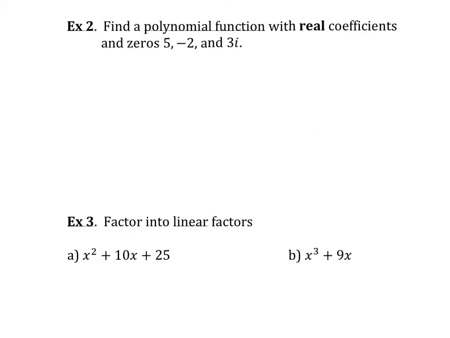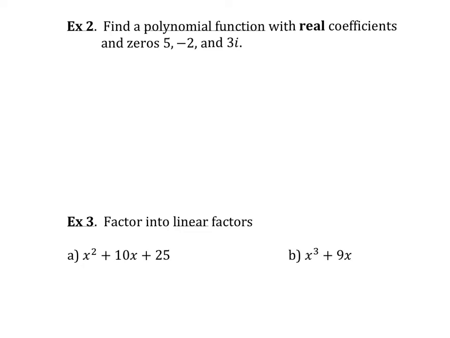Okay, example 2 says find a polynomial function with real coefficients and zeros 5, negative 2, and 3i. It specifically says real coefficients, because if you write out these zeros using the 3i, when you distribute this out, you're going to end up with an i in your coefficient, and they don't want an i in your coefficient. So we're going to use the fun fact about conjugates to get another answer for this.